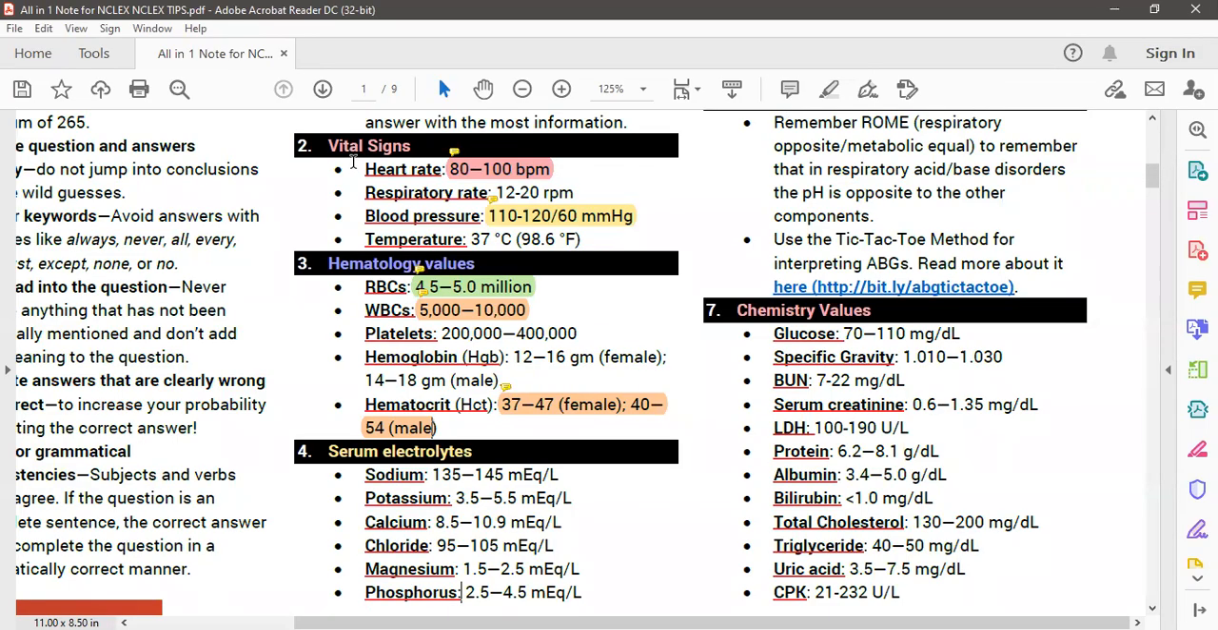So here we're going to see some lab studies. First one, vital signs: heart rate, respiratory rate, blood pressure, and temperature. When a patient has these four vital signs within the normal range, it indicates the patient is stable. If the vital signs are fluctuating, it indicates the patient is unstable and we should notify the healthcare provider.